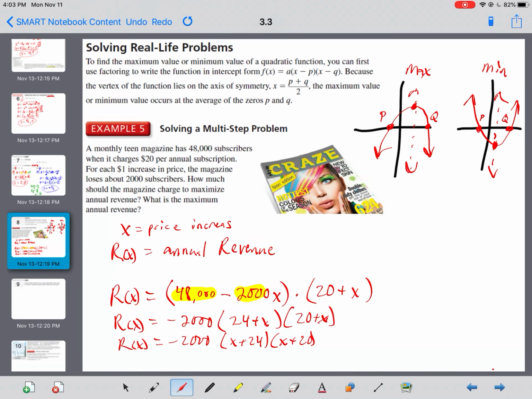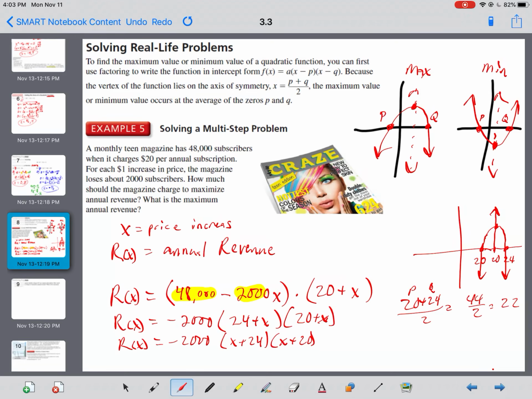So those are our intercepts. On our graph, and we are trying to maximize, right? On our graph, our intercepts are at 20 and 24. And so we get this peak up here somewhere like this, and we want to know where that is. Well, if we take 20 plus 24, the P and the Q, and divide it by 2, we get 44 divided by 2, which is 22. 22 is where our peak happens.